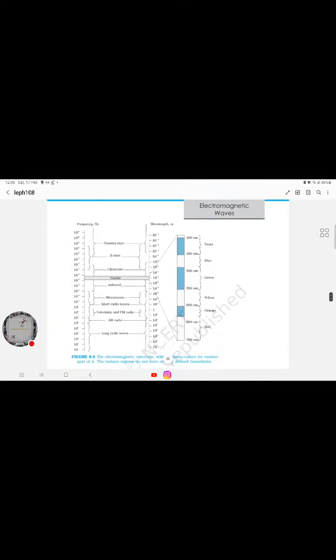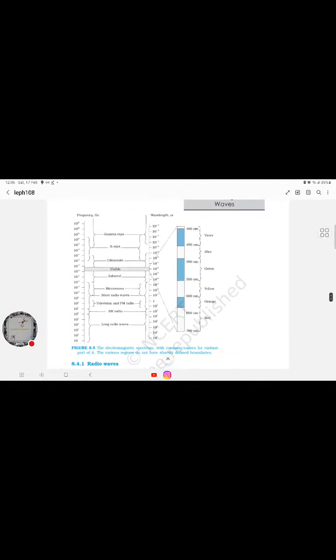So yeah, let's continue with the electromagnetic spectrum.